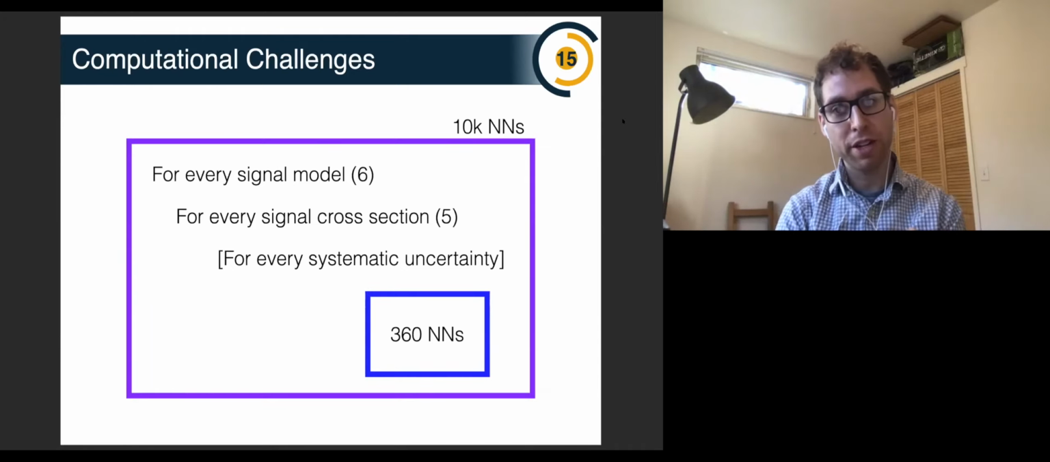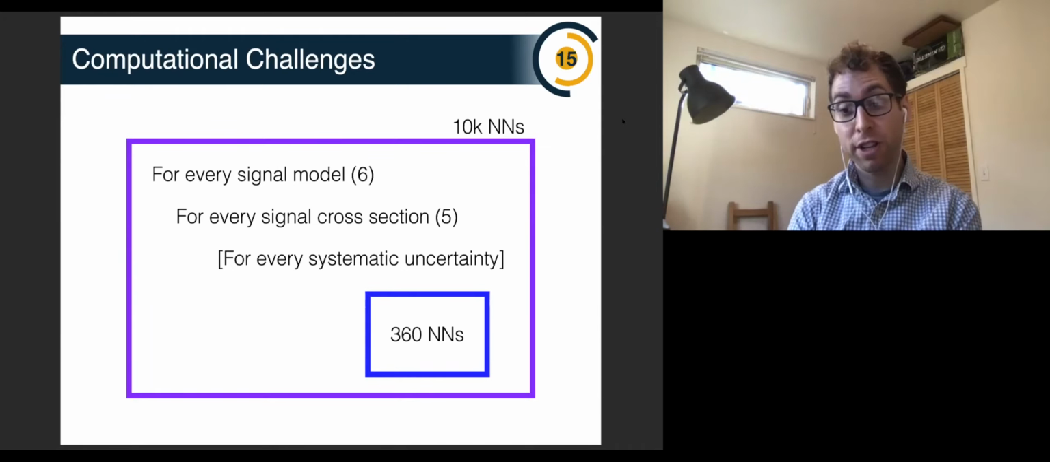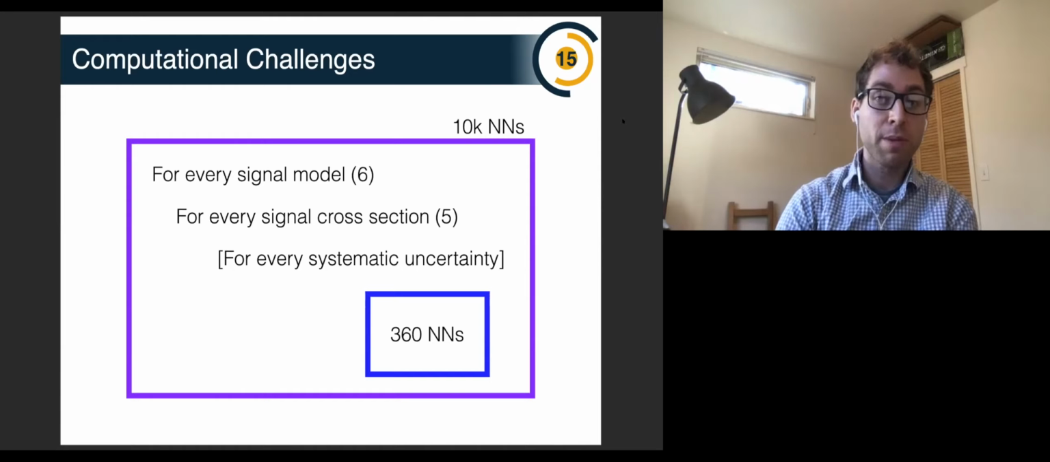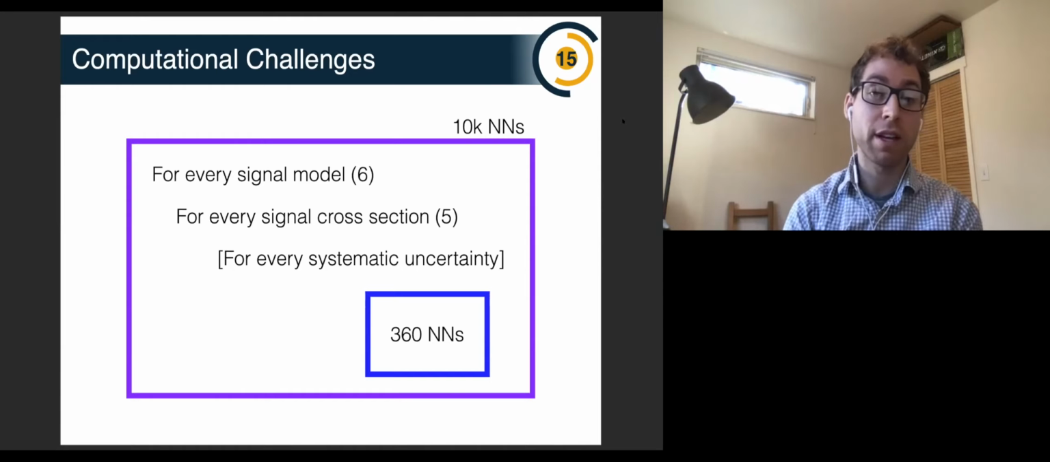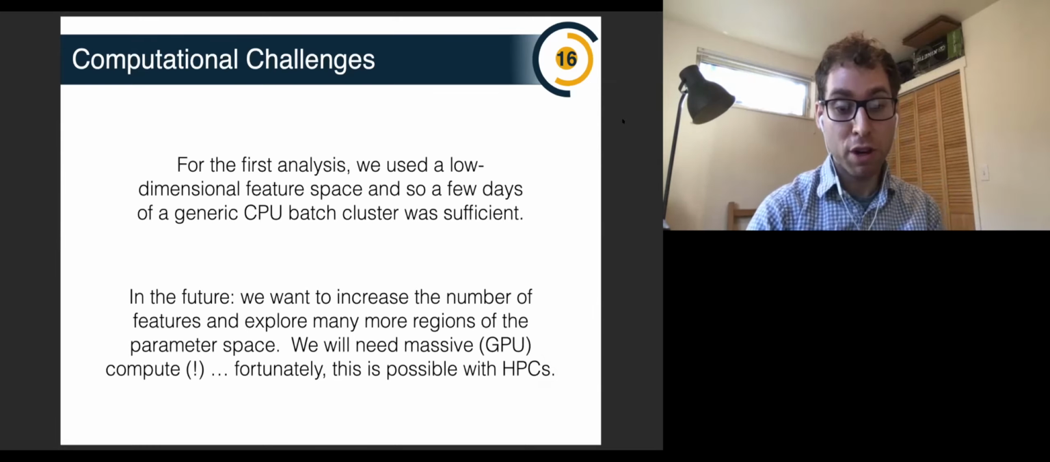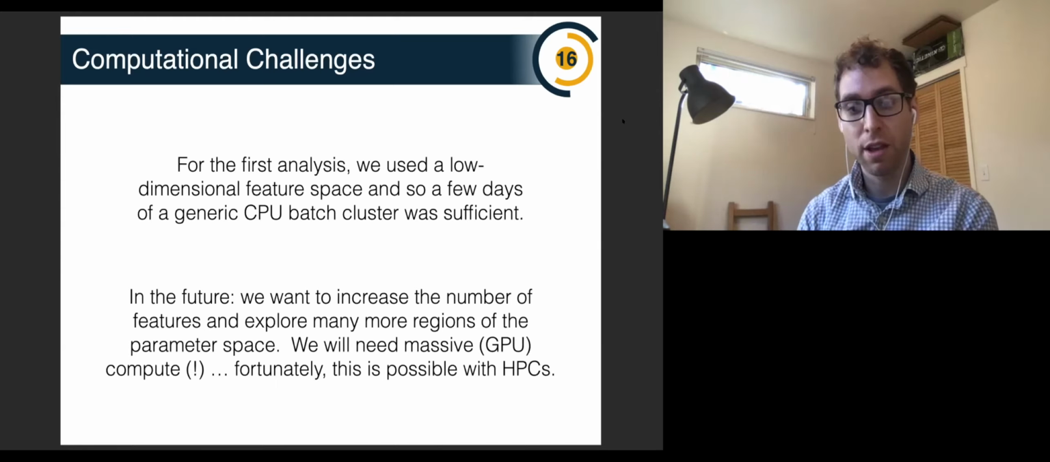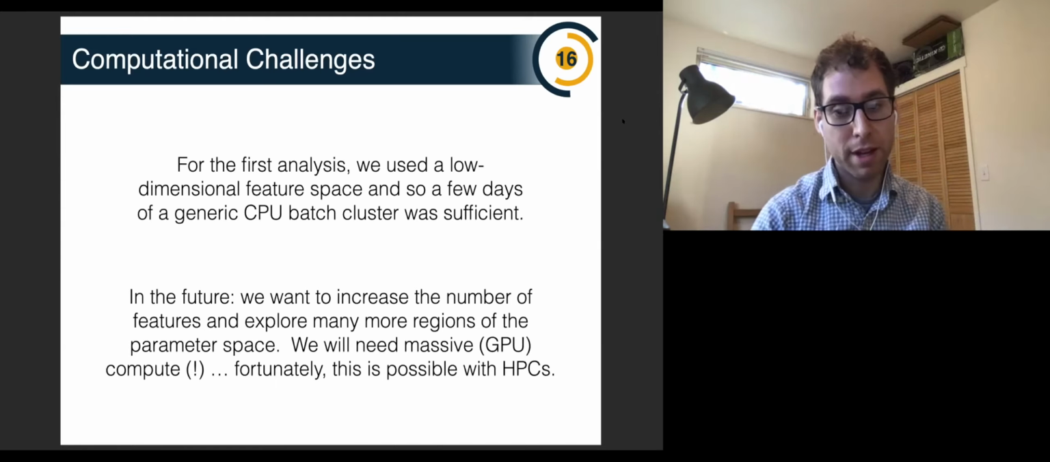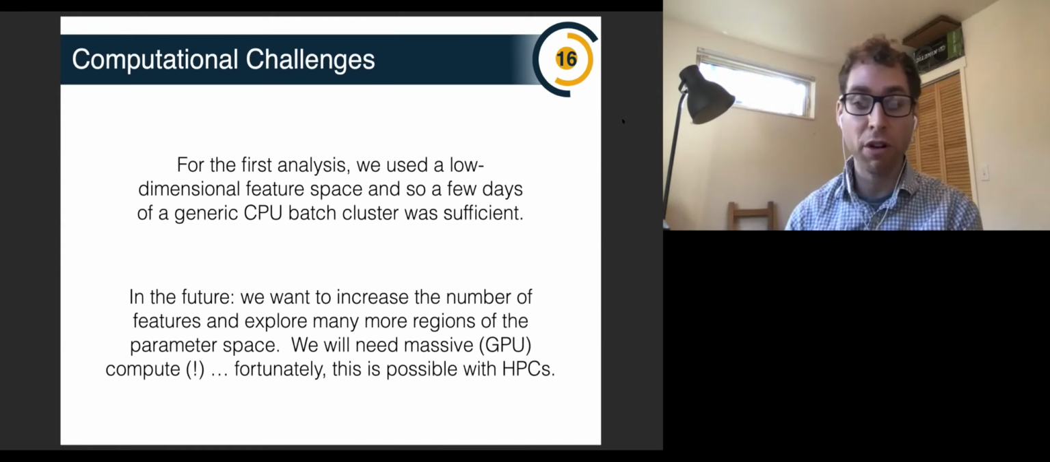And this is where the computational challenge comes. For this first round, the neural networks are relatively simple, but scaling up, this will be a big computational challenge. Going forward, we're going to need much larger computing resources, in particular possibly massive GPU resources that are fortunately available at HPCs. This is a very parallel procedure, but still we need a lot of compute power.